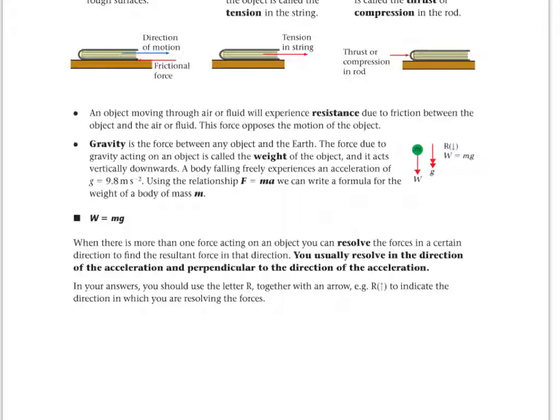A body falling freely experiences an acceleration of g equals 9.8 metres per second to the minus 2. Now, anybody who does physics, please be very careful here, because the difference between Mechanics 1 and physics is that we use acceleration due to gravity as 9.8 metres per second to the minus 2. Using the relationship F equals ma, we can write a formula for the weight of a body of mass m. So weight is equal to mg. It's very clear, similar to force equals ma.